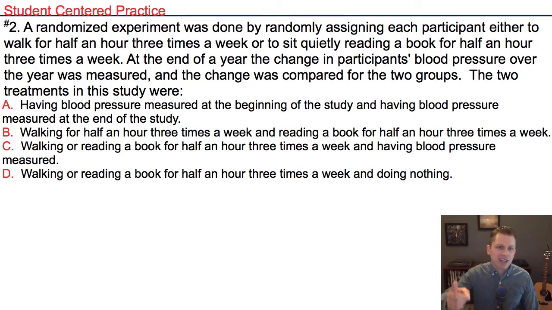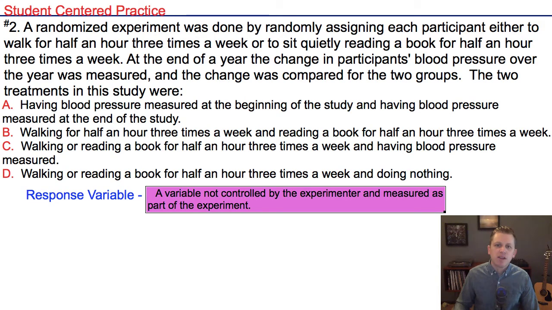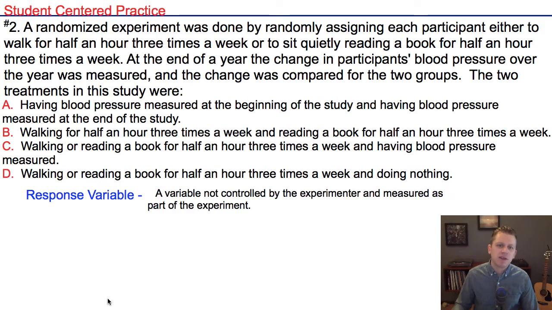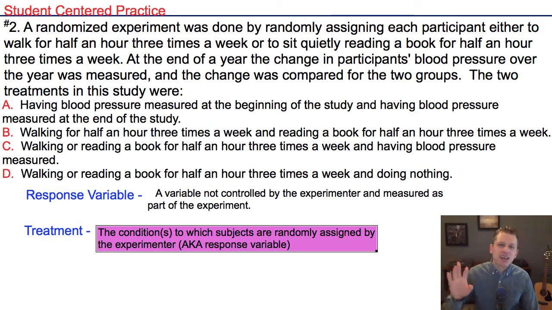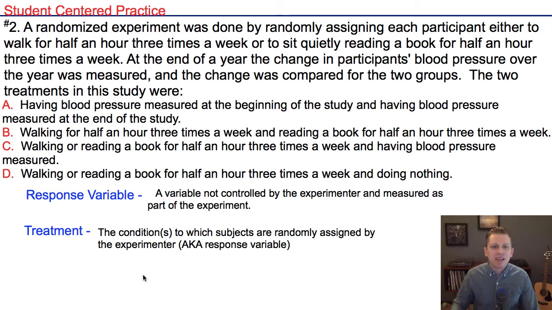Let's see if you can try an example. To answer this question, we want to recall the definitions of response variable and treatment. Well, if we think about response variable, that's just the variable not controlled by the experimenter and measured as part of the experiment, where the treatment is actually the conditions that are randomly assigned that we want to measure. If I look at this one, the correct answer is choice B. This is what we're measuring here. We're measuring if walking for half an hour 3 times a week and reading a book for half an hour 3 times a week has some type of effect on blood pressure.